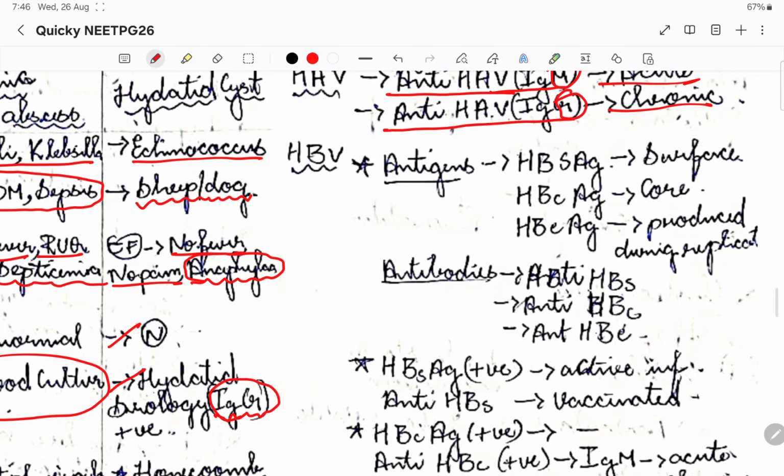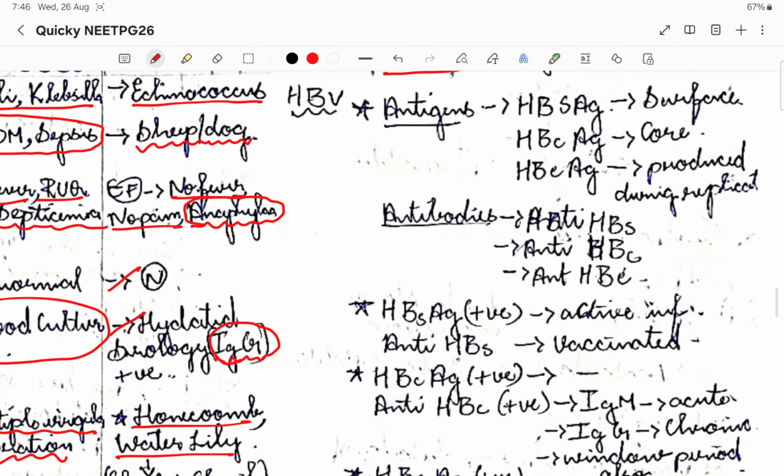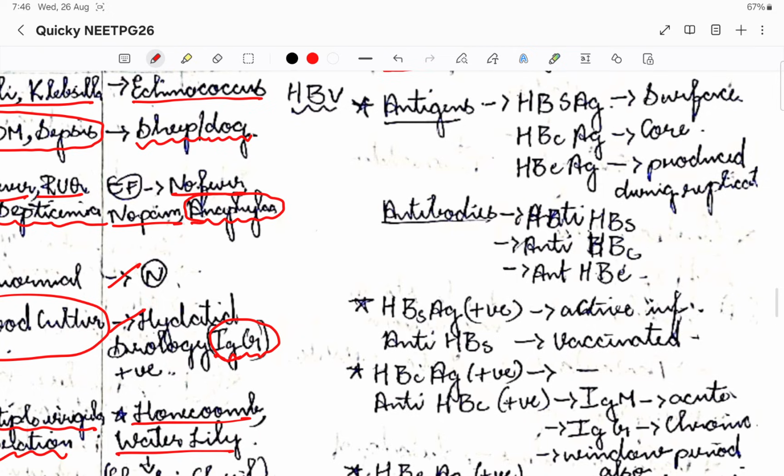Then coming to hepatitis B, which is very important. I'll tell you the basics. There are antigens and antibodies with respect to viruses. In any viral infection, there will be antigens of the virus, and there will be antibodies generated by our body to fight the virus. Antigens can be tested, and antibodies can also be tested.